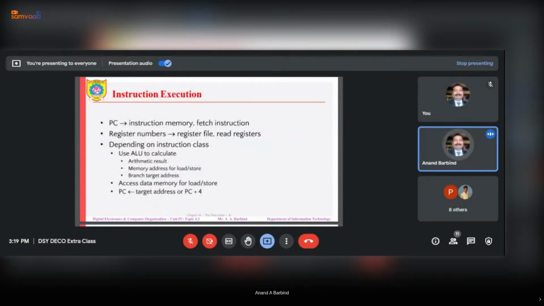How is the execution of the instruction done? As you may be aware, in 8086 or 8085, the program is stored in a memory called program memory, and there is some register called instruction pointer or program counter, which points to the instruction memory or program memory, and it fetches the instruction. The first step is to fetch the instruction. The next step is to read the operands. Your operands may be in the registers. Most of the time they are in the registers, so registers are to be read.